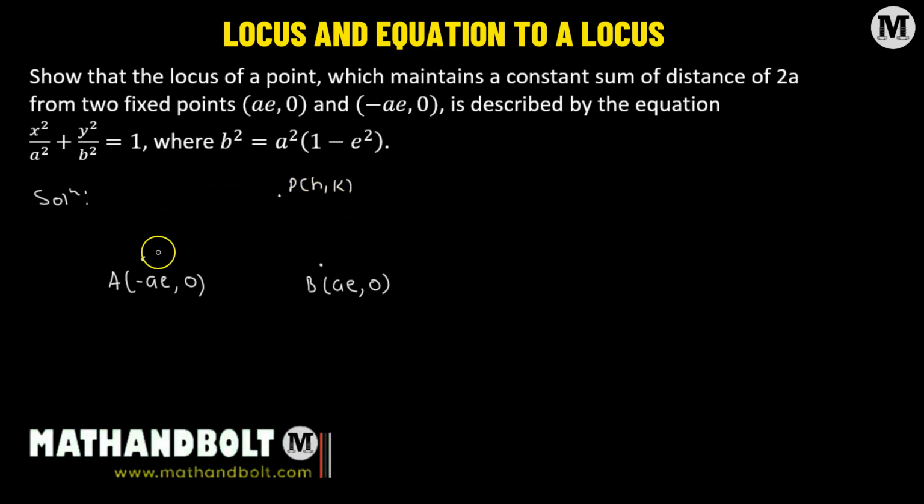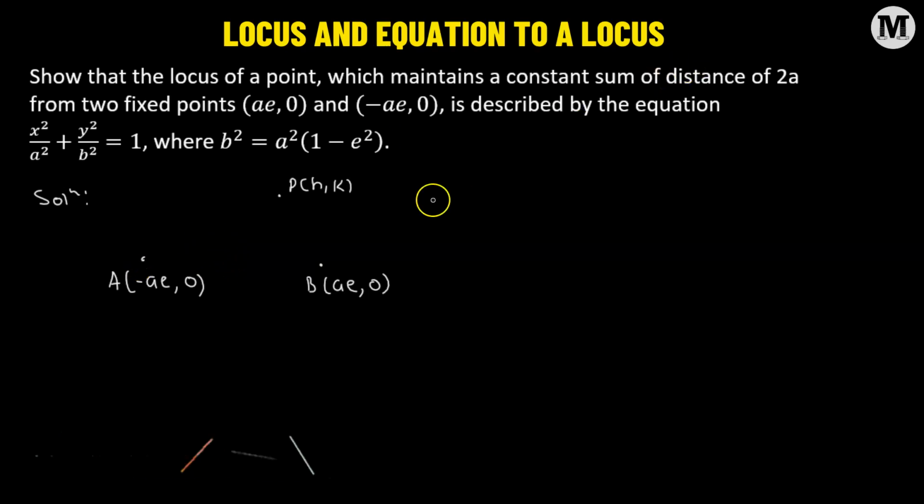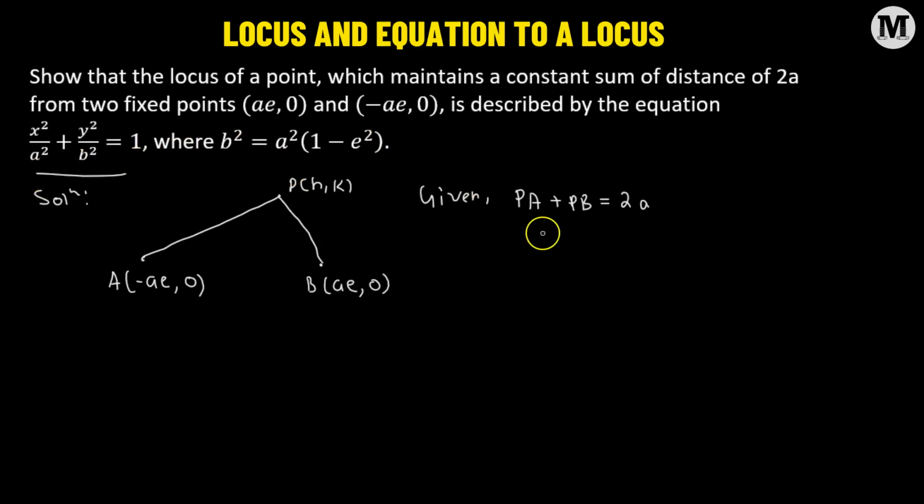Now this particular point P is moving. The condition given here is on the sum of the distances. That means if we join PA and we join PB, then the sum of the distances PA plus BP is always fixed and has a constant value of 2a. So using this criterion, we have to show that the equation of the locus is given by this form. Okay, let's begin.